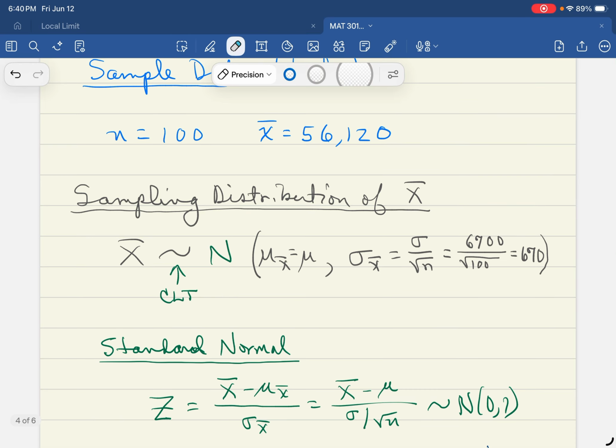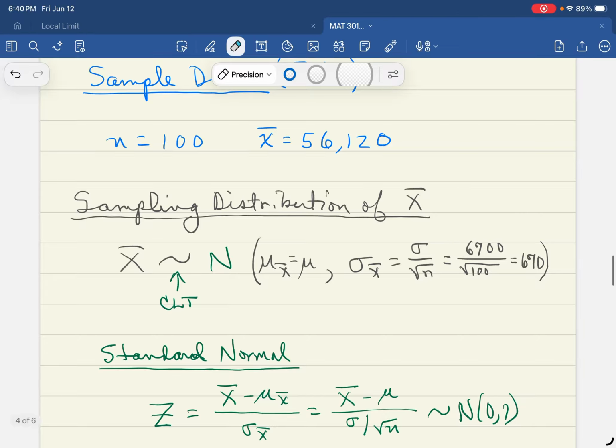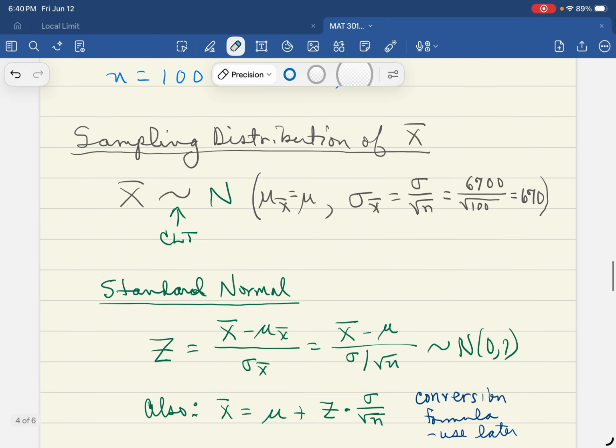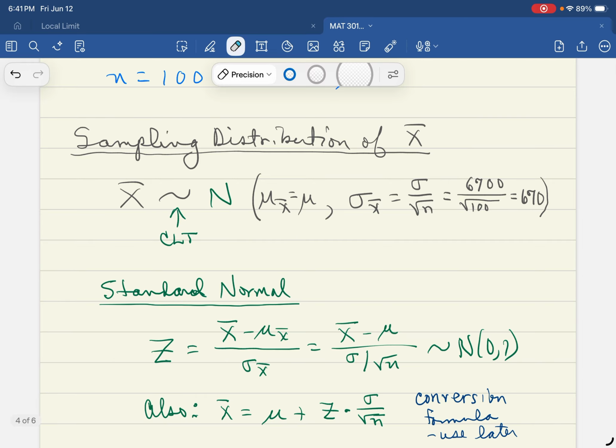So if we take our X bar and subtract the mean, and then divide all of that by the standard error, as we see here, then that gives us what we'll call Z, and that is a standard normal random variable. And since we will later need to be able to convert between the X bar and Z, also make note of this conversion formula. You can use one to go from X bar to Z, and then the other to go from Z to X bar. And the use of this will be tacit.